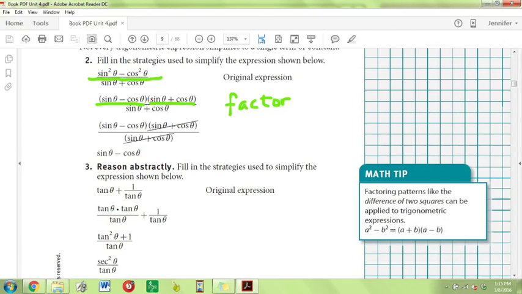On this problem, they're wanting us to list the strategy out to the side. So sometimes factoring is a good strategy to use. We can see in the next step that sine theta plus cosine theta, those are going to divide out. And so for that step, I'm just going to say simplify. And then we're left with this simplified version, sine theta minus cosine theta. And at that point, there's really nothing else you can do to make that any simpler.